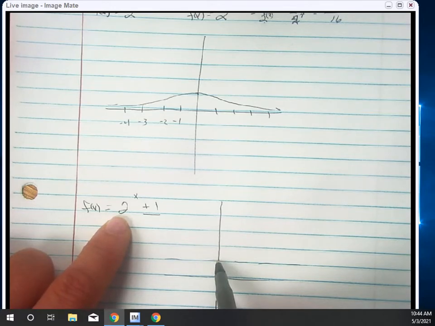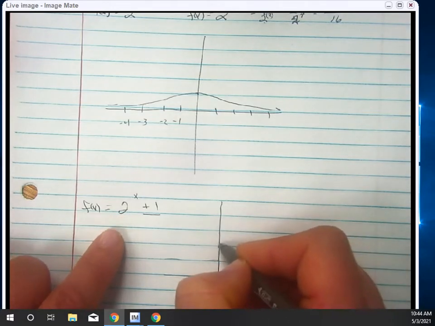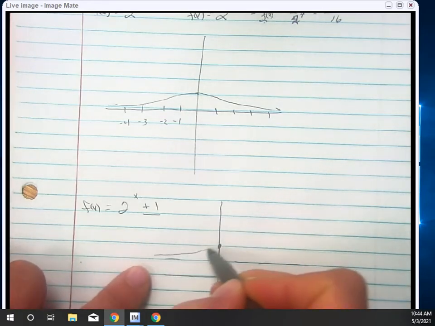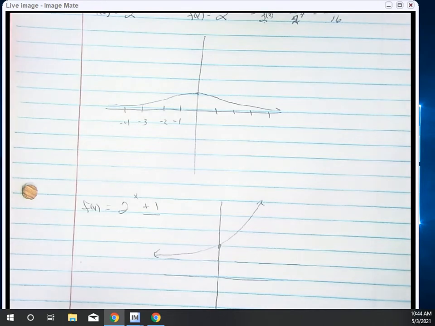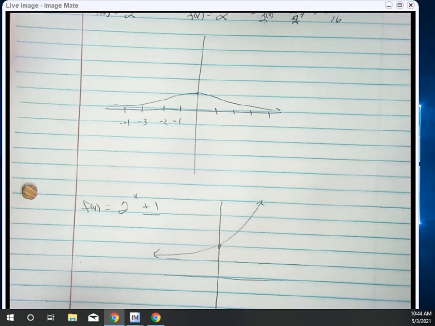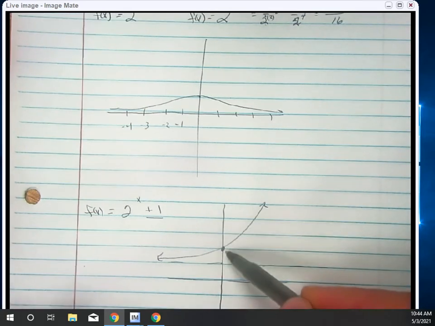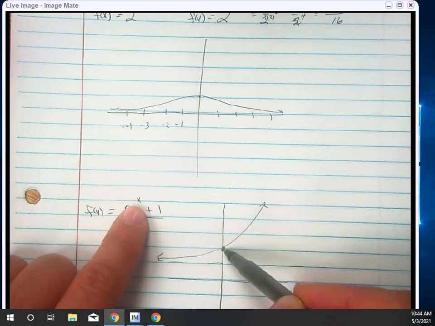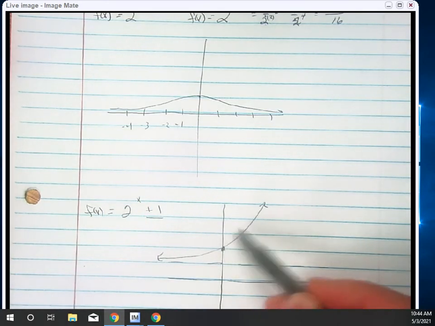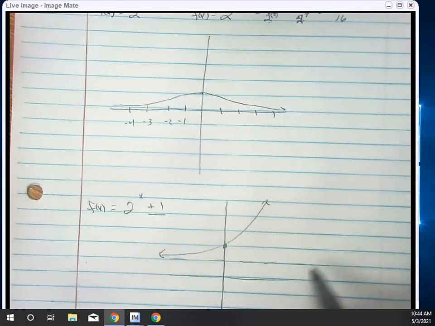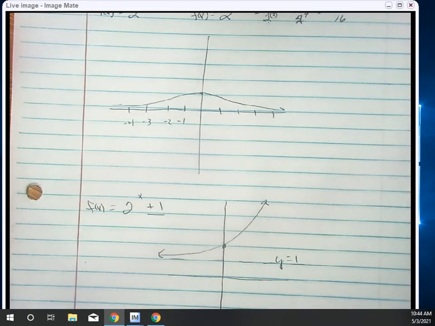If it moved up 1, it's going to be at 0, 2. If I substitute a 0, 2 to the 0 power is 1. 1 plus 1 is 2. And now you have your graph. Any questions on that?